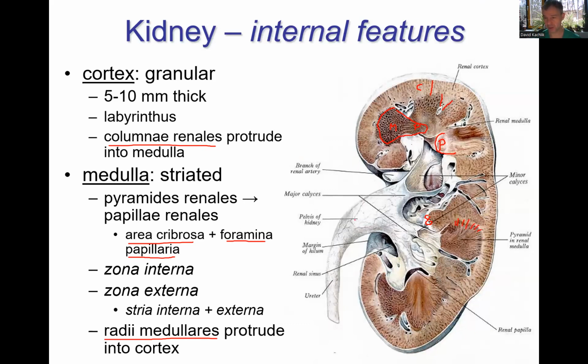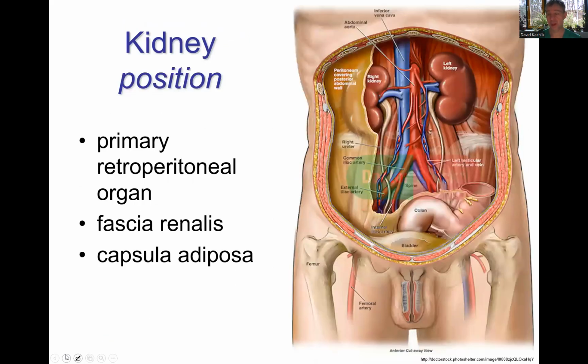Then in the sinus, you can nicely see the pelvis formed by two calyces, calyx major, and then it's formed by 7 to 14 minor calyces. The number corresponds to the number of pyramids. The kidney as an organ is located in the abdominal cavity in its upper part, so it's lying on the diaphragm, so it's in the diaphragmatic wall to right and left. As you can see, the right is a little bit lower than the left due to the position of the liver here.